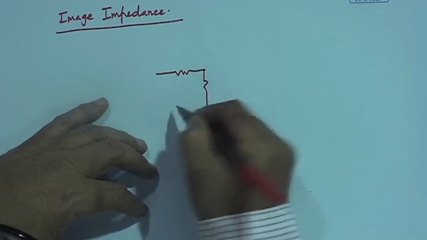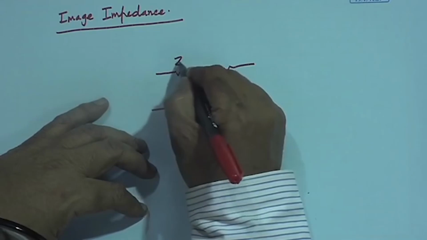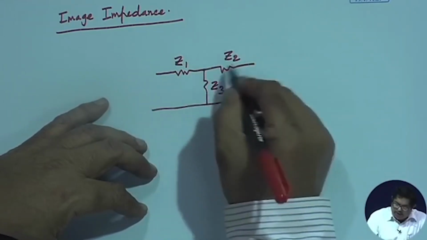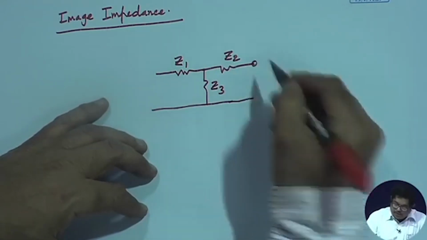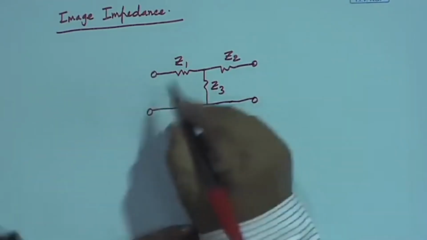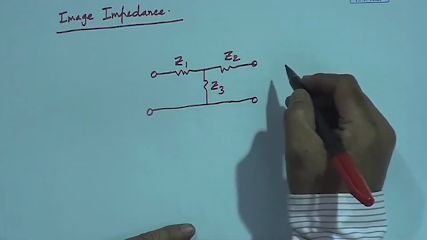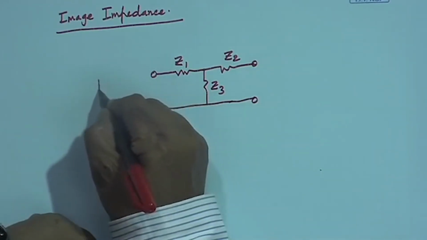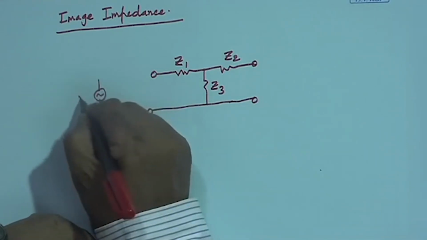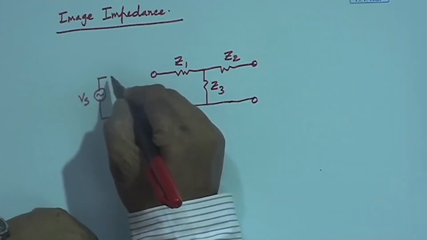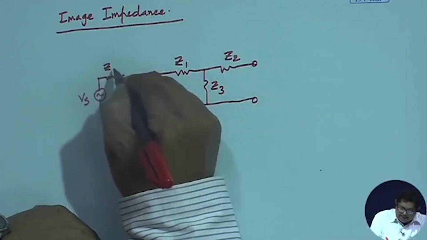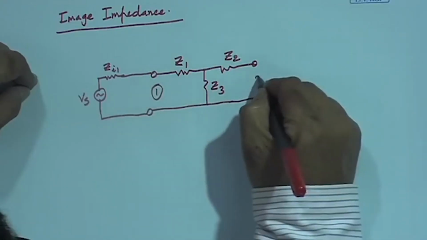So, now I have that T section. This is Z1, this is Z2, this is Z3, all these are complex impedances. This is my port 2, this is my port 1, this is the internal description of the network. Now I want to excite port 1 with a voltage Vs and some internal impedance, let us call it Zi1. Last time I called it Zs, this time I am calling it Zi1, it is simply a change of nomenclature. So, this is my port 1, this is my port 2.